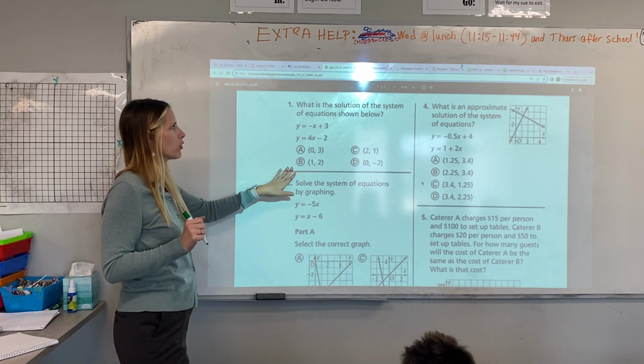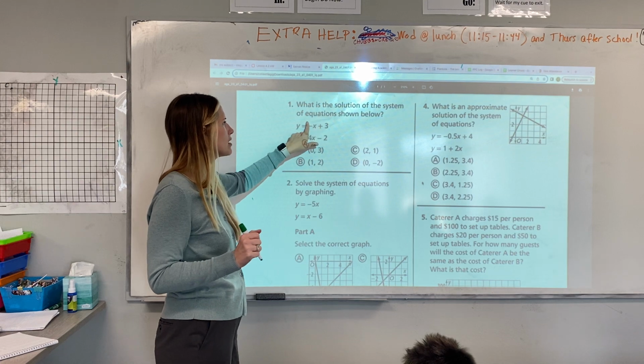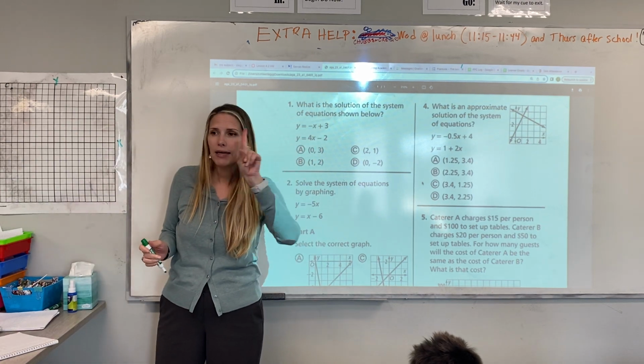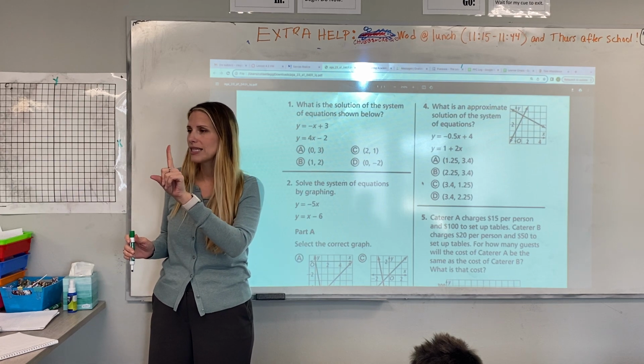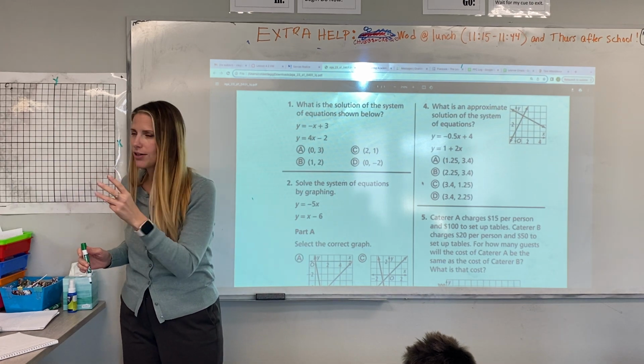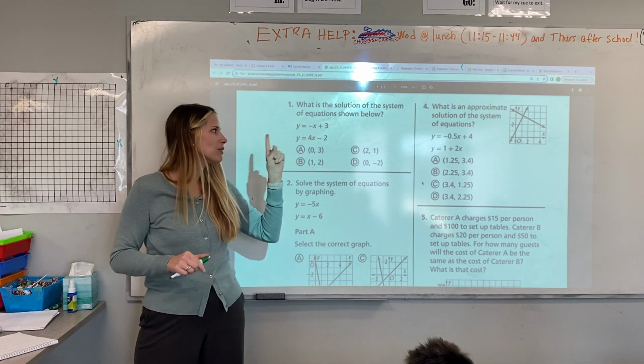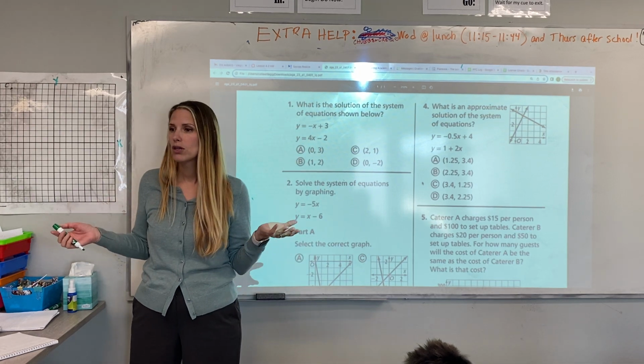Okay, number 1 on the quiz. What is the solution of the system of the equations below? You have only learned one method of solving systems. There are 3. We'll learn the second one today. But so far you've only learned one. So the only way to find the solution is to graph.